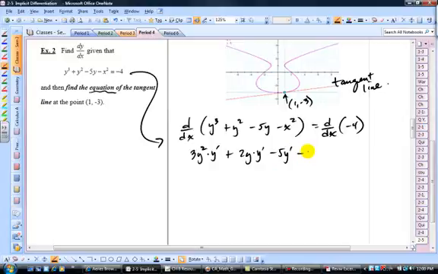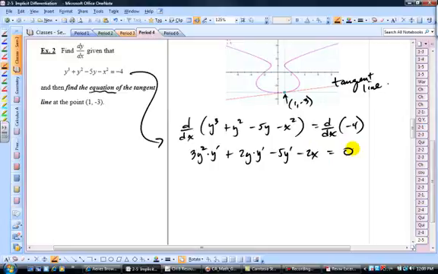Okay, and then just differentiate your x squared. Be careful. Yeah, just minus 2x there. The derivative of x squared with respect to x is just 2x. And then that right side is the derivative of the constant, which is 0. Okay?